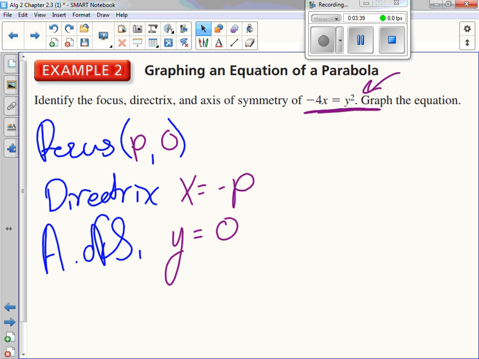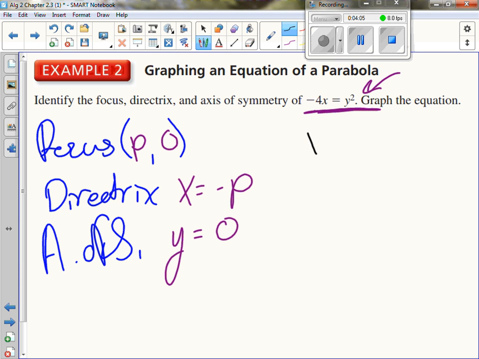So out of the things we need to solve for, the vertex, the focus, the directrix, and axis of symmetry, we have almost everything. The only thing we're missing is the value of p that goes here and here. If I have the value for p for both of those, we're done. And that's what we're going to find, because once we find the value of p, we plug it back in and we're done. Now the equation we're relating this to is x is equal to 1 over 4p y squared. Now let's see what we have. We have negative 4x equals y squared.